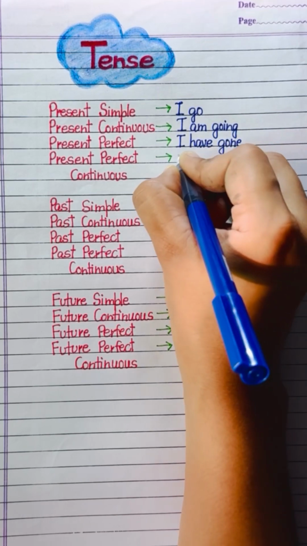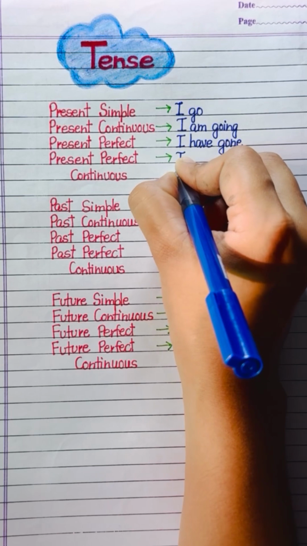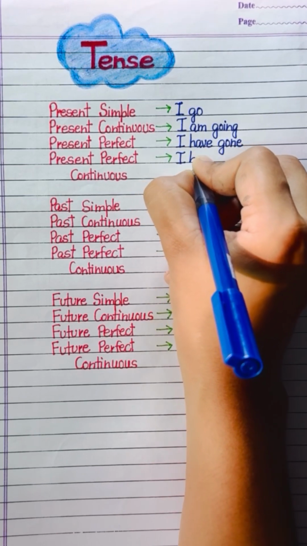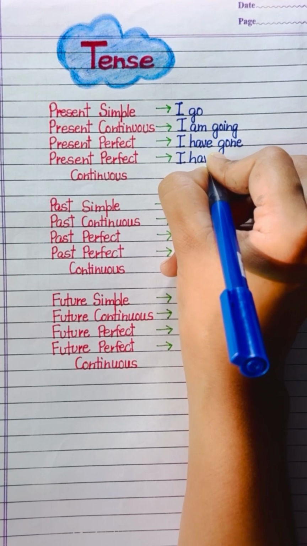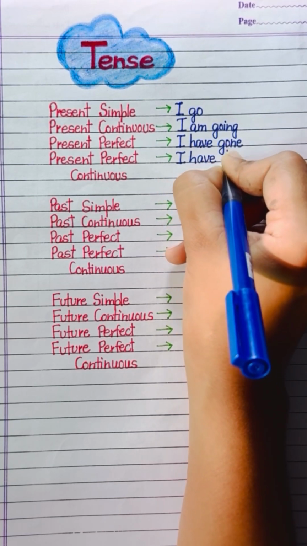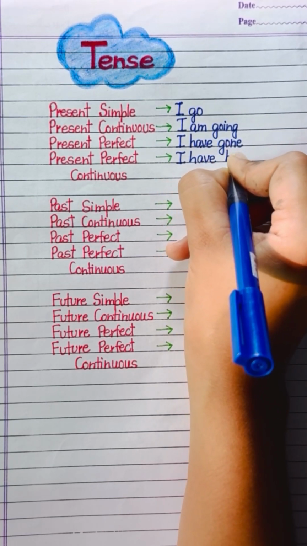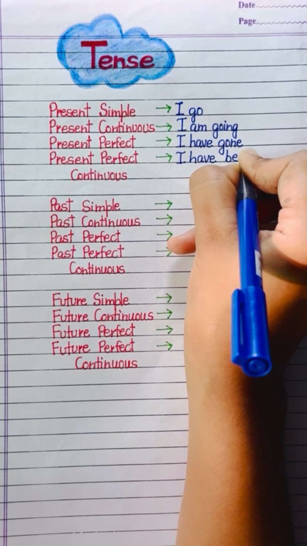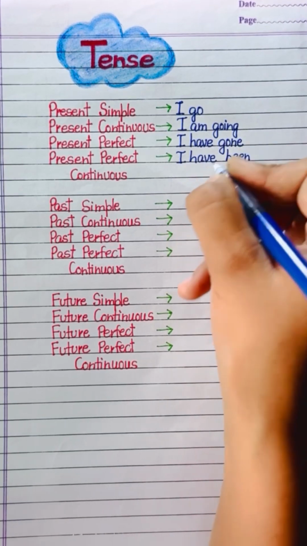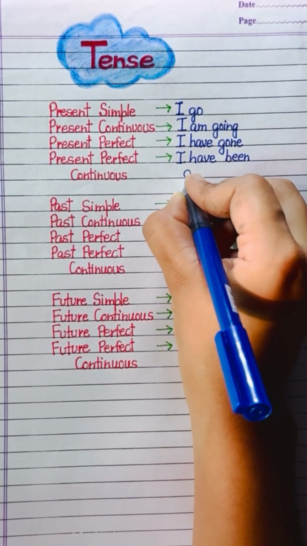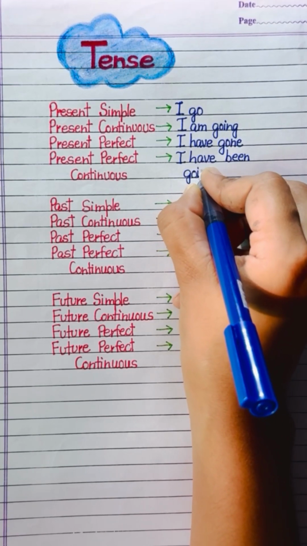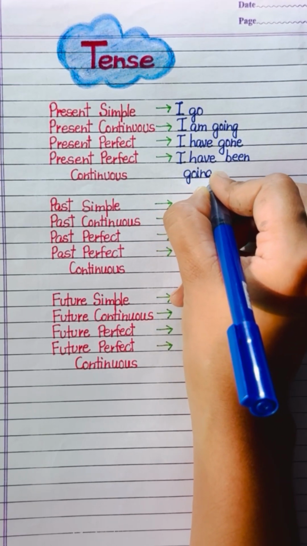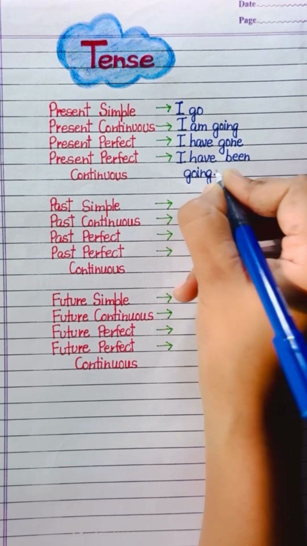Present perfect continuous. In this tense, the structure will be has, have plus been plus first form of verb with ing. And we also use since and for in these sentences. Since with a particular time, and for with the time period that you are uncertain about. So here, I have been going will be the right one. I hope you will be able to learn how to use present tense.